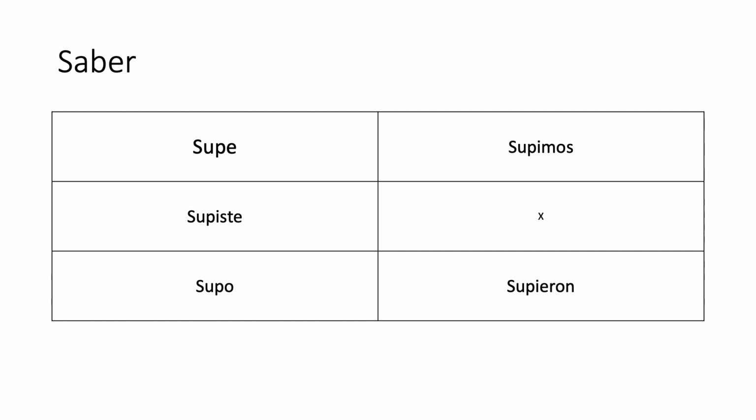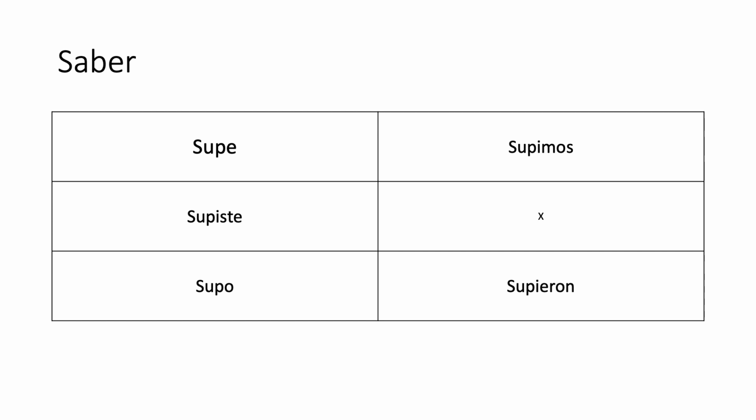The B and the P are actually the exact same noise. One's just called voiced, and the other is called voiceless. A voiced letter means we make noise in our throat and our mouth, and that is the B. Saber, b, b, b. Right? We make a sound in the throat and a b with our lips. The P sound is the exact same noise with the exact same things in our mouth. We just don't make the noise in our throat. So it's p, p, p. It's called voiceless. Supe, supiste, supo, supimos, supieron.